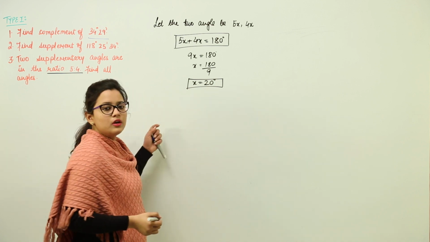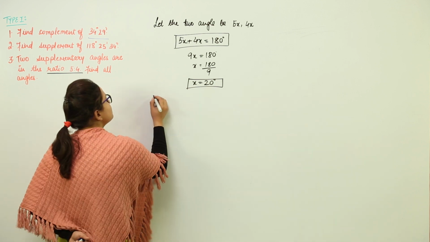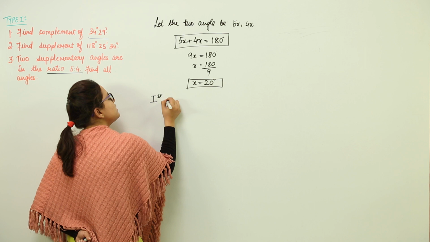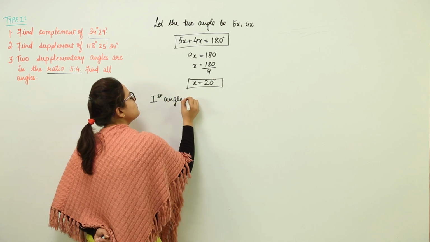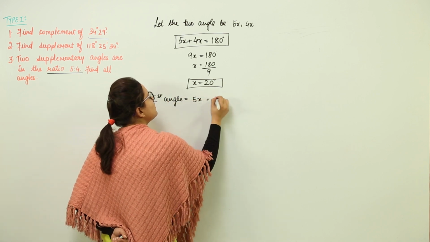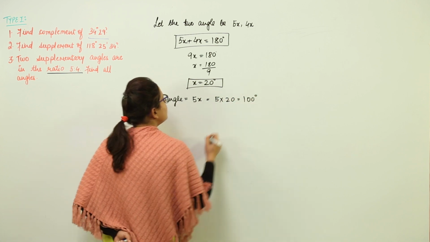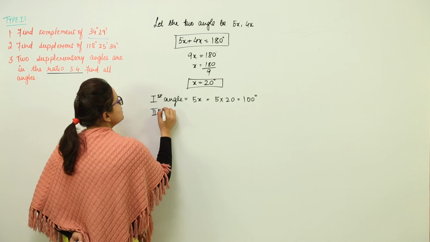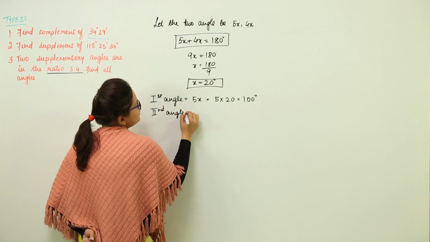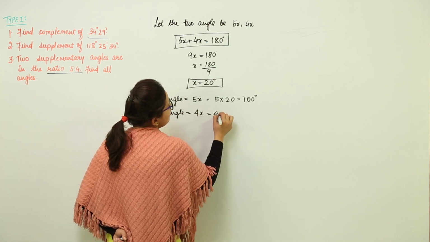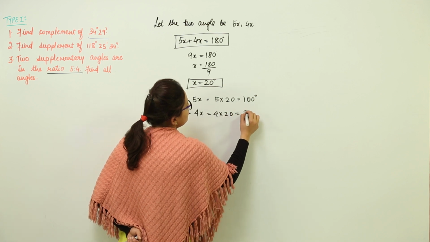Now is the turn to calculate the angles. The first angle, as we had assumed earlier, was 5x. Now that is going to have the value of 5 into 20, that is 100 degrees, and the second angle on the other hand is going to have the value of 4x, that is 4 into 20, giving you 80 degrees.